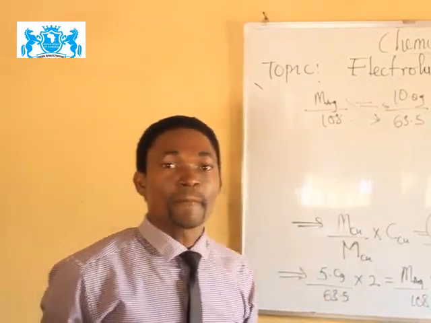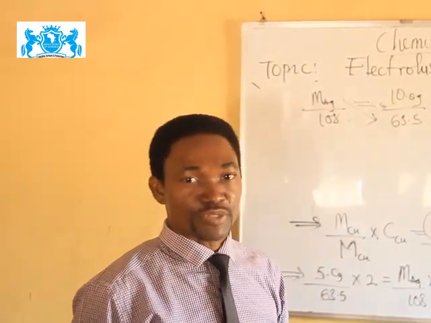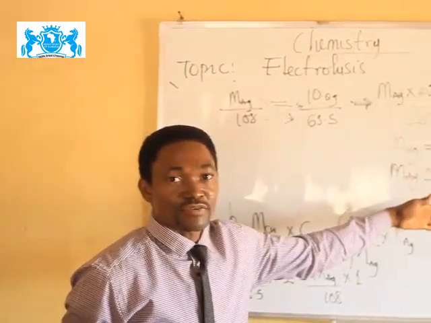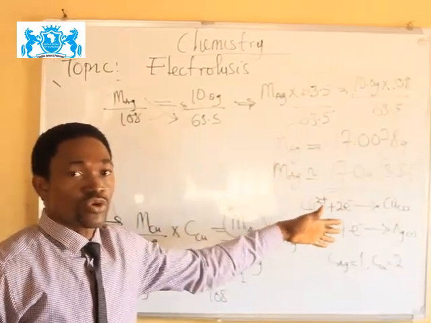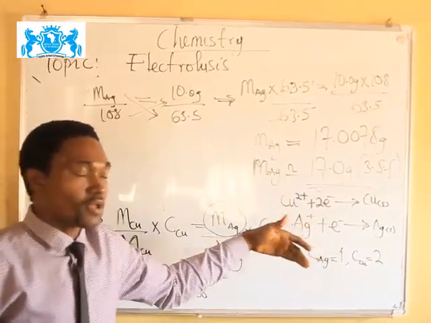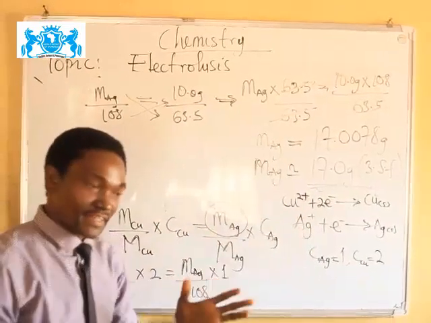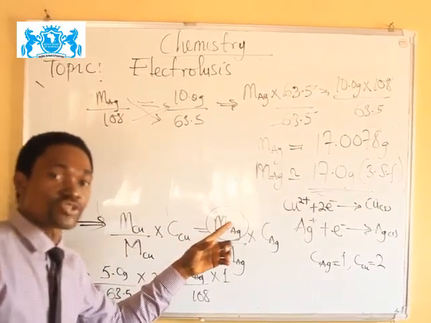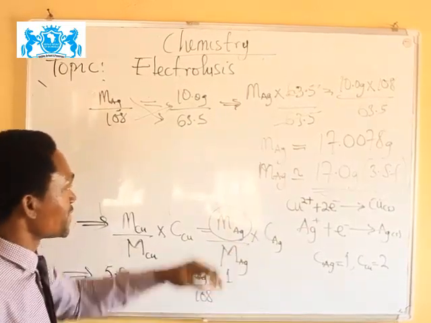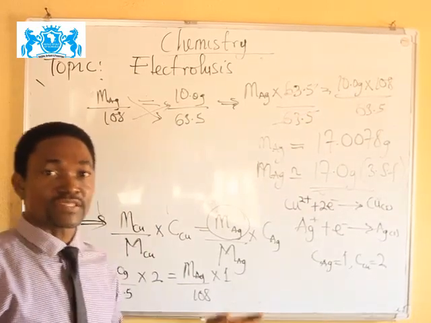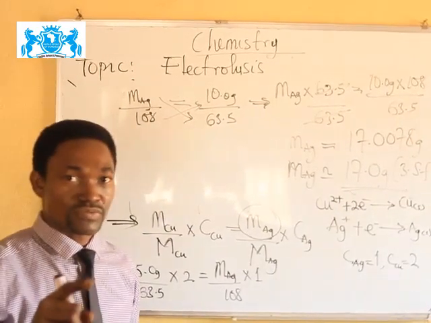Just make sure you don't break any mathematical principle, and make sure you are able to get the charges from the half equations on both electrolytic cells or voltameter cells. Once you're able to get that, then you are set. You substitute, make the charge subject of the formula, then do your calculations, and there you are. Okay, let's take down another question.